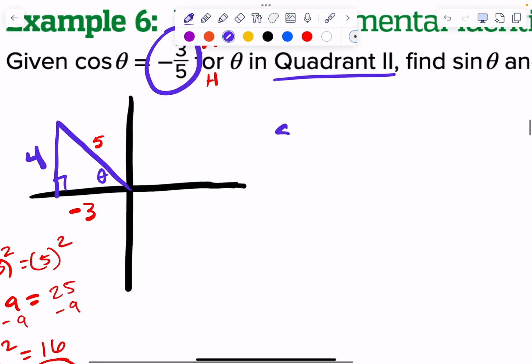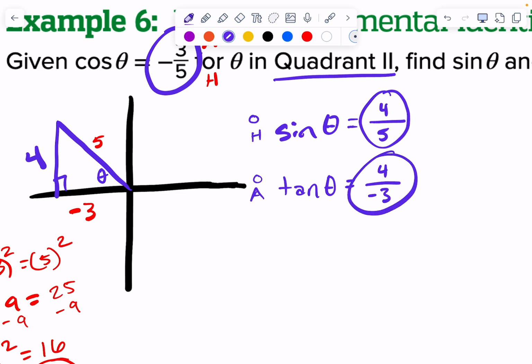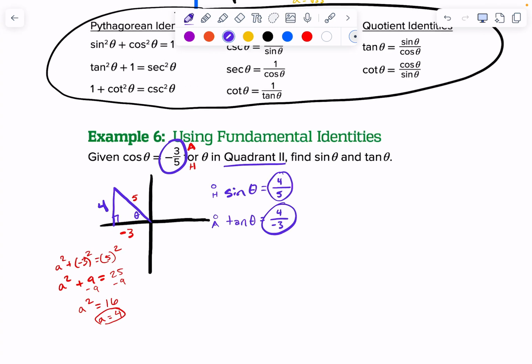Now we just need to find sine of theta and tangent of theta. Sine is opposite over hypotenuse, tangent is opposite over adjacent. This is so nice. No rationalizing because there's no square root. Sine is 4/5. Tangent is 4 over negative 3. If you want to put the negative out front, it doesn't matter. That was super nice.